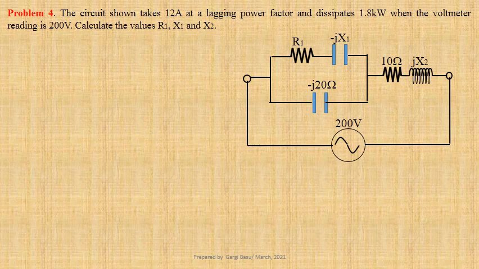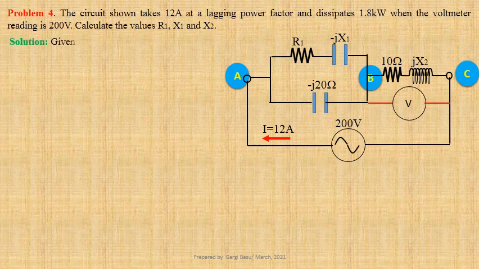Problem number 4. The circuit shown takes 12 ampere at a lagging power factor and dissipates 1.8 kilowatt when the voltmeter reading is 200 volts. We have to determine the values of R1, X1 and X2. Let us designate the nodes as A, B and C. Now we shall write down the given data.